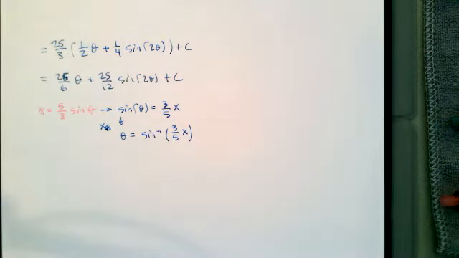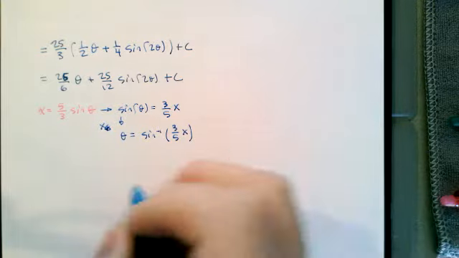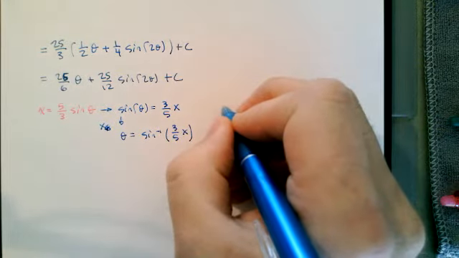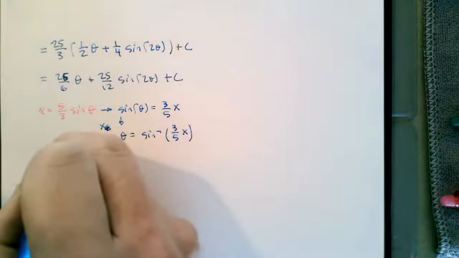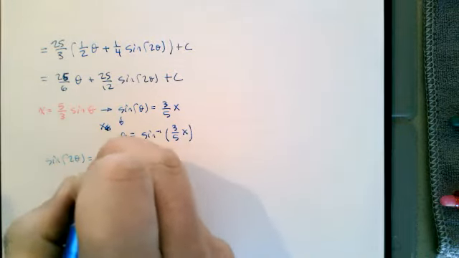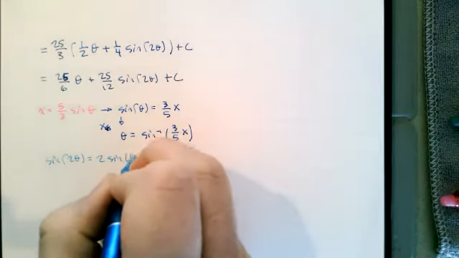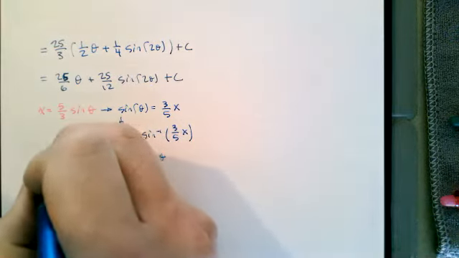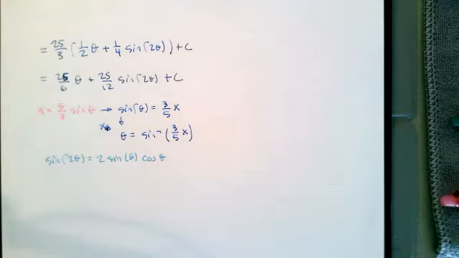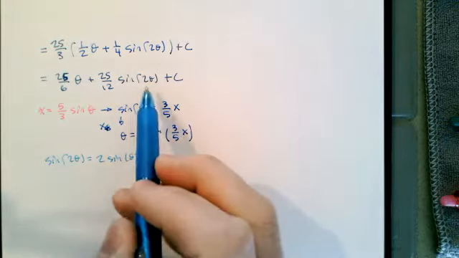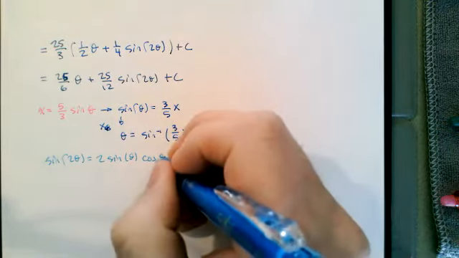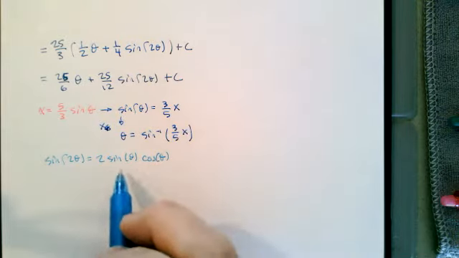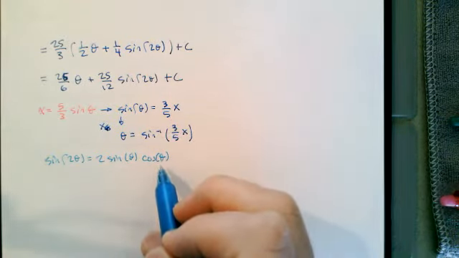Fortunately, these are trig functions, and there's an identity for that. We also know that the sine of 2 theta is 2 sine theta cosine theta. So now we can just replace the sine of 2 theta with 2 sine theta cosine theta. And I can replace the sine theta with 3/5 x, but now I need a cosine theta.